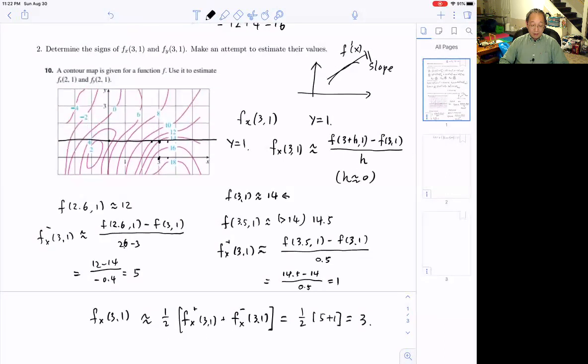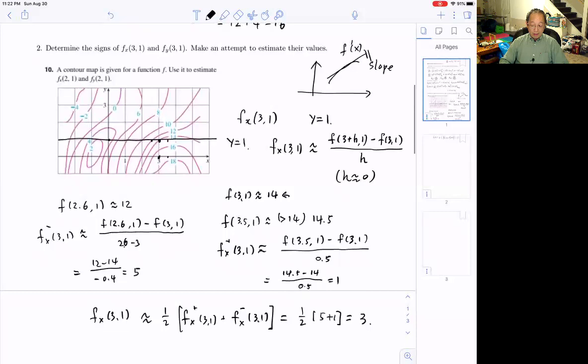I'll leave the other one for you to do. That's the vertical direction. Just give it a try to see what is the sign of the partial derivative with respect to y at the point (3, 1). And if you can, try to estimate the value. Okay.